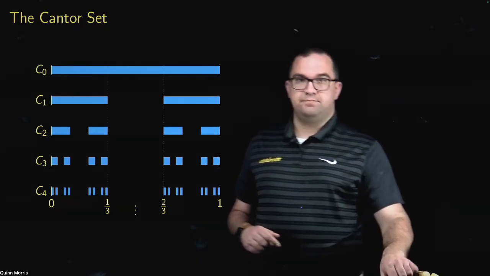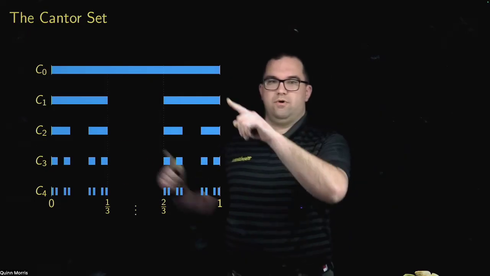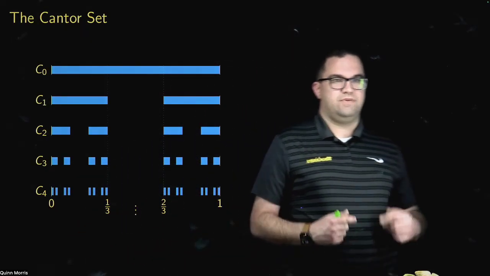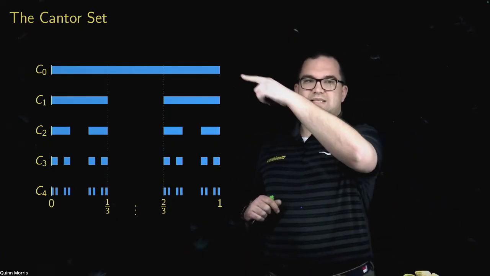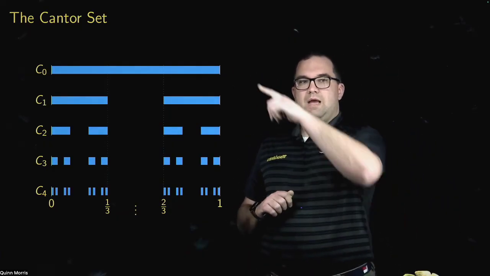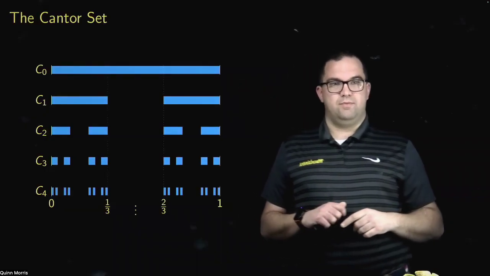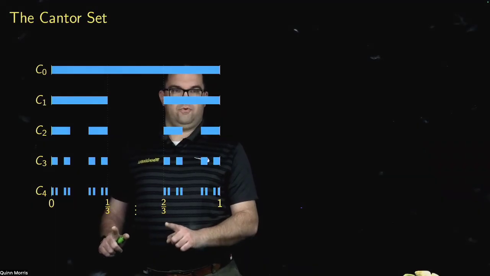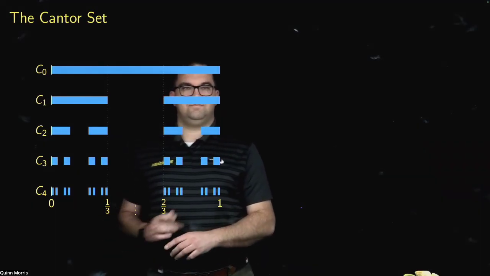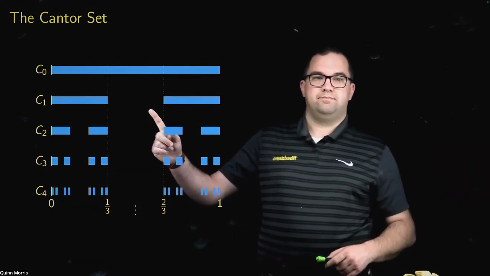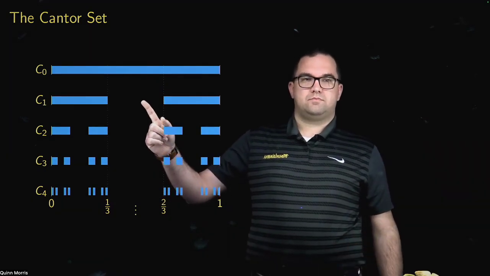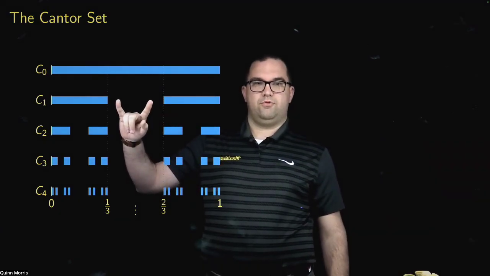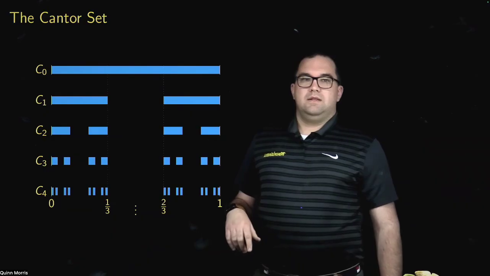So the idea is I start with the interval 0, 1. I've got labels down here for the lengths. We're going to define this in an iterative way. So we start with the set C0, and we remove the middle third. So we remove the open interval from 1/3 to 2/3. And that gives me C1. So I take C0, remove the middle third, that gives me C1.